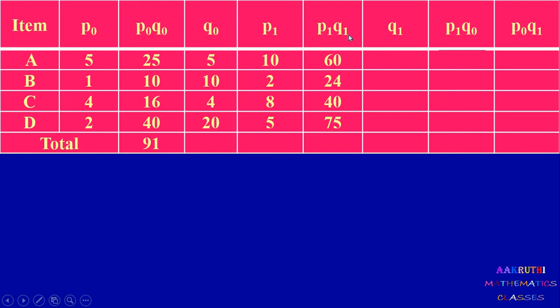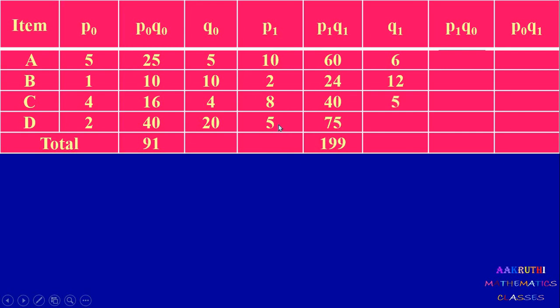Next, P1 Q1 is given. It is 60, 24, 40, 75. Adding all these, we get 199, that is summation of P1 Q1 is 199. Then we calculate Q1. Q1 is P1 Q1 divided by P1, so you divide these two values. 60 by 10 is 6. 24 by 2 is 12. 40 by 8 is 5.